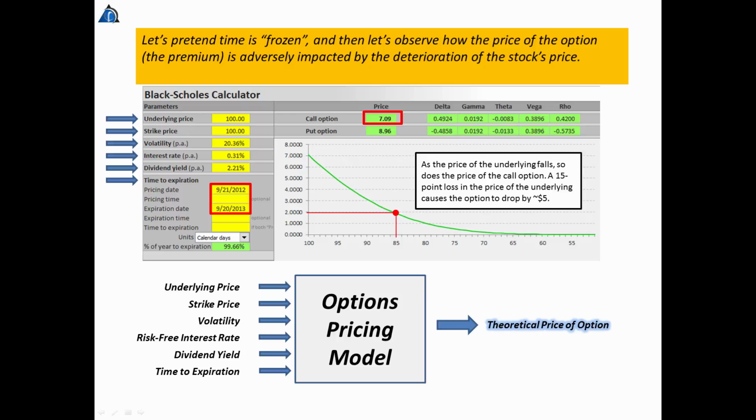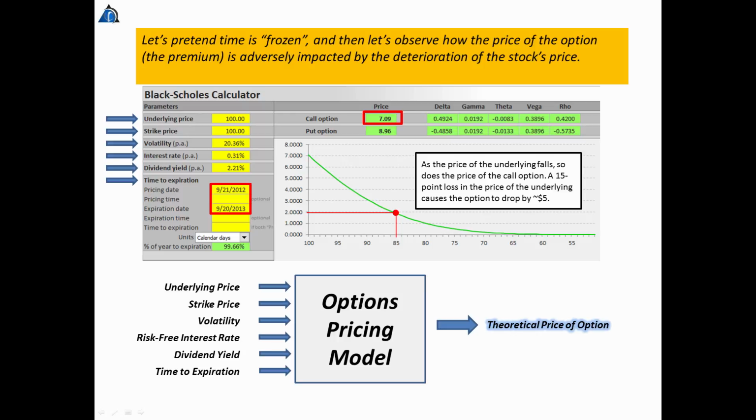Now I want you to pretend to freeze the clock. Time is no longer an issue. The clock is not ticking, a frozen time. And let's imagine for a moment what might happen if Apple shares were to drop to $95, $90, even $85. The green curve in the top chart plots the price of the option against the deteriorating price of the stock. So you can see that what was a $7 option is now a $2 option as a result of the stock falling by 15 points.